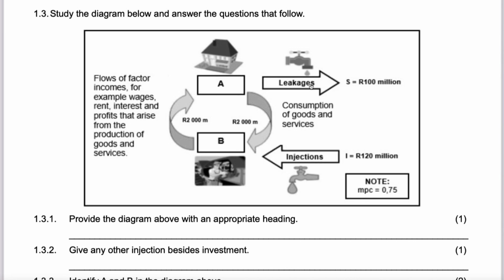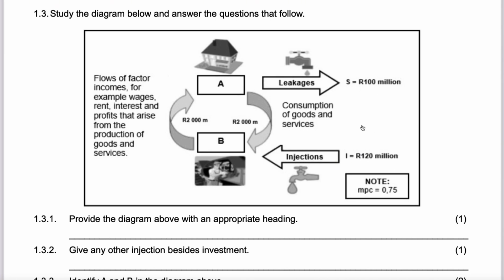Okay, what else do I see? Leakages. Okay, I see leakages of 100 million. And then I see that's savings, so S. Then I see injections, that's I, investment spending. So J is equal to G plus I plus X, and L is equal to S plus T plus M. So I already know what's missing in terms of leakages and injections. But one thing I see is that injections are bigger than leakages.